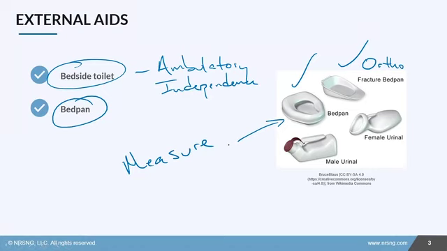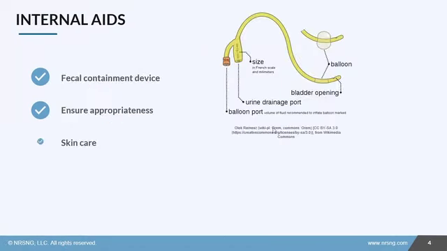Now let's look at some internal aids. I have a picture of a Foley here, but the type of devices that we use to contain the stool for our patients are really similar. It's a tube connected to a drainage bag, and it's inserted into the rectum. There are some key points that I want to bring up. If your patient has a firm stool, you cannot use these. The stool won't pass through the tube. It's going to create blockages. It's going to create constipation.